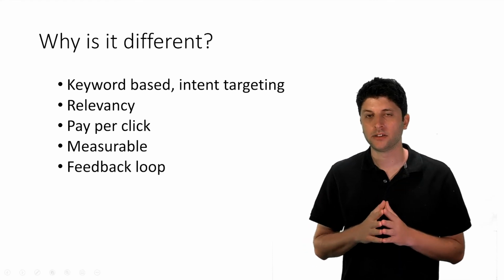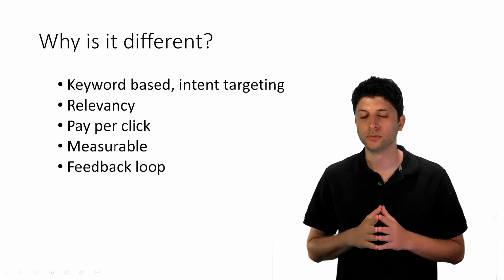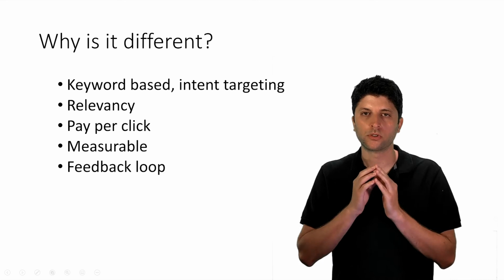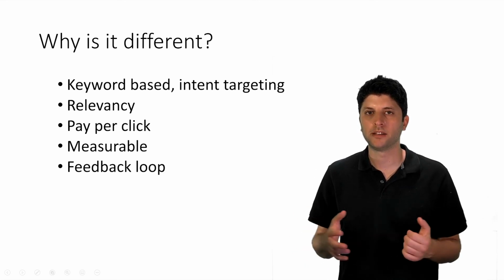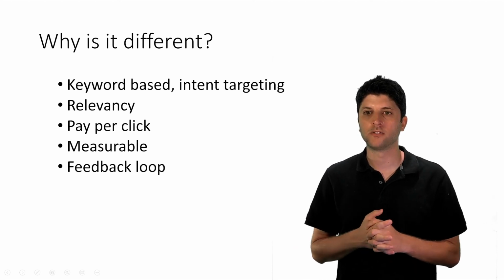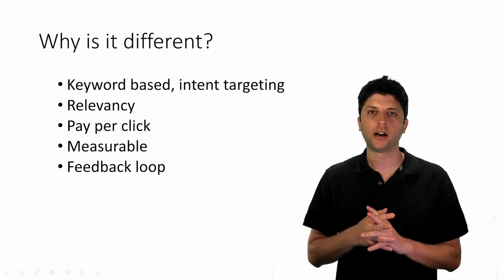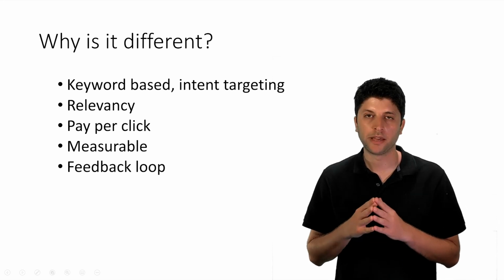Now, lastly, and not the least important, is this concept of a feedback loop. With other offline advertising and other advertising platforms, you create your ad, you put it out there, you expect to get a certain amount of branding and exposure, and that's it. There's no real feedback or understanding of how well it did because there's no measurability. With Google Ads, you are expected to constantly improve the campaign performance.